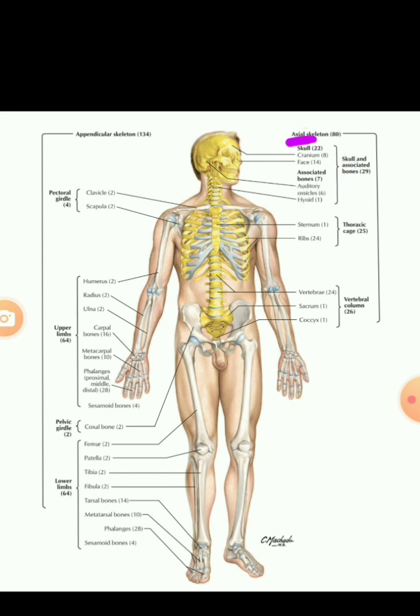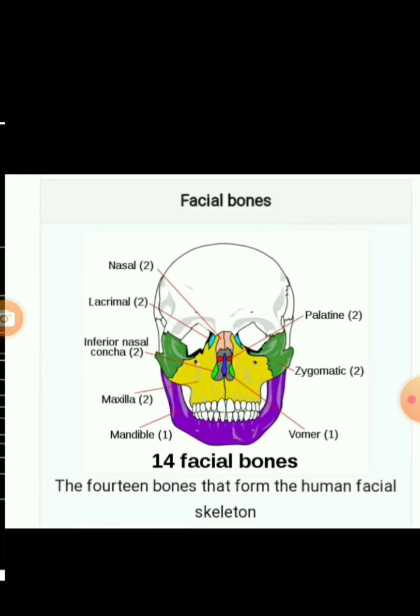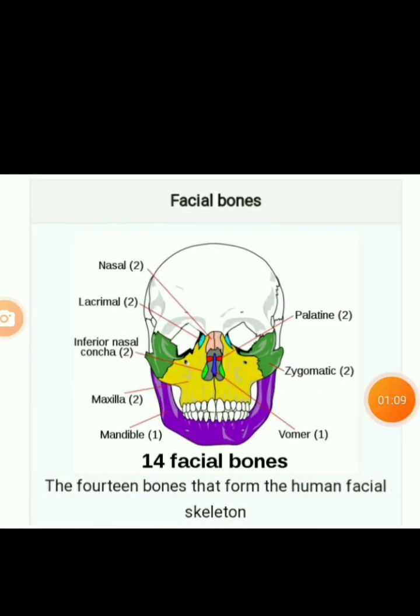The skull is made up of 22 bones. In the skull we have two parts, cranium and facial. This is the cranium portion, this is the facial portion. In the cranium we have 8 bones, in the facial we have 14 bones. So let's calculate our facial bones first. In the facial bones we have 14 bones, and we are going to calculate them.